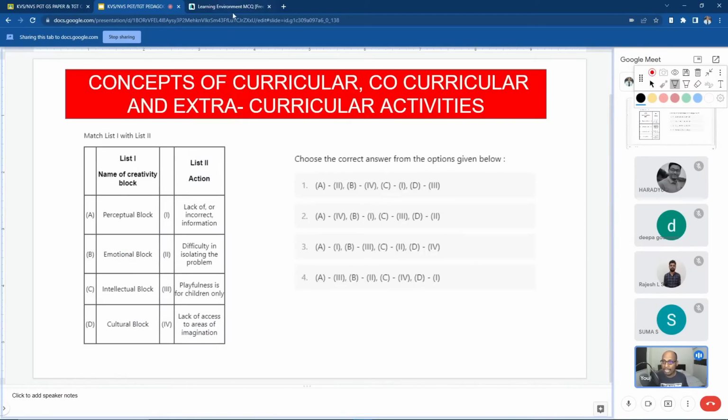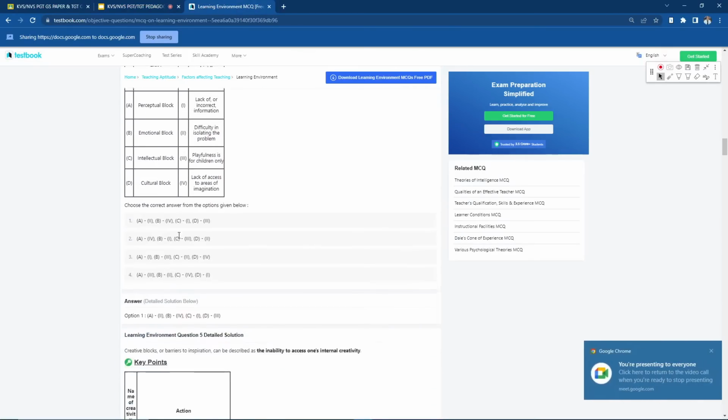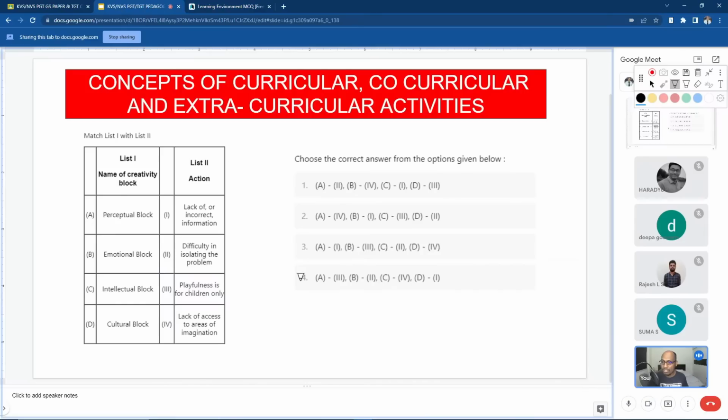Now which one is the correct option? Let me also check. The correct answer is option 1. That means A is 2, difficulty in isolating the problem. B is 4, emotional block, lack of access to areas of imagination. Then C is intellectual block, lack of or incorrect information. And D is 3, cultural block is difficulty in isolating the problem. So the answer is 1.